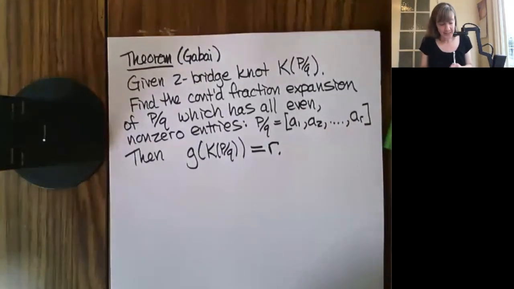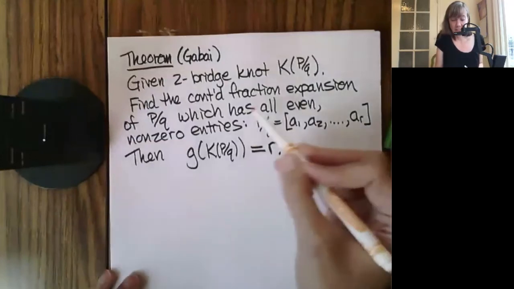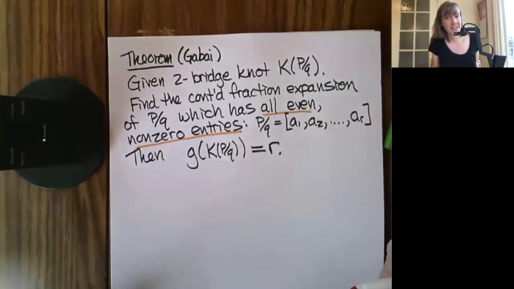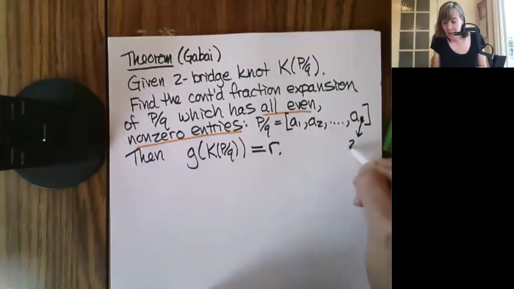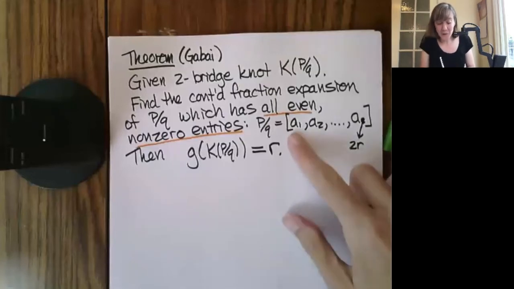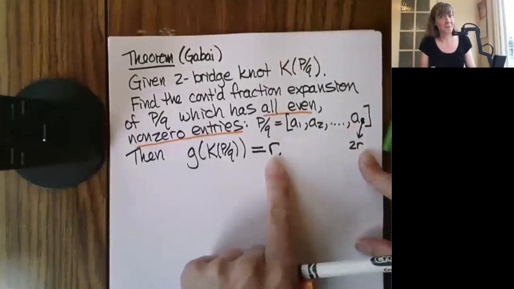So Gabai's result computes the genus of 2-bridge knots. You just have to take your fraction and find the continued fraction expansion that has all even non-zero entries. Such an expansion exists and is unique. And then if you form the corresponding circle, oh, I made a mistake. This isn't R. I'm glad I recognize this, since no one in the crowd could tell me I made that mistake. So if you do that, the length of that continued fraction expansion will always be 2R. It'll always be an even number. And so then the genus of the surface will just be R.